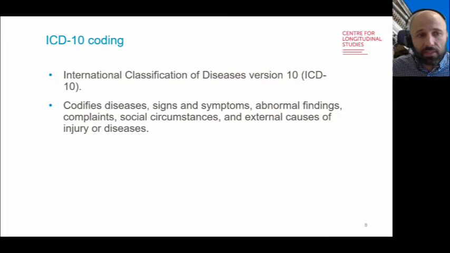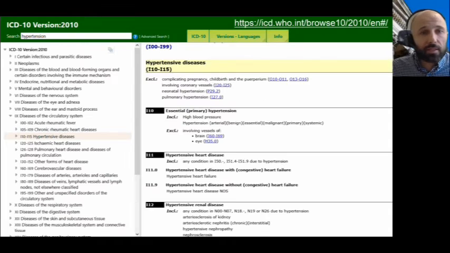So I'm going to look in a bit more detail now at the ICD-10 coding, International Classification of Diseases, version 10, to give it its full name. We've heard a bit about this already. This codifies diseases, signs and symptoms, abnormal findings, complaints, social circumstances, and external causes of injury or diseases. So fairly broad. But I think this coding is used across multiple of the HES data sets, as well as other data resources that you might use. So I think it's worth thinking about this a little bit.